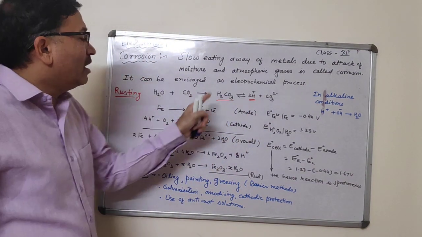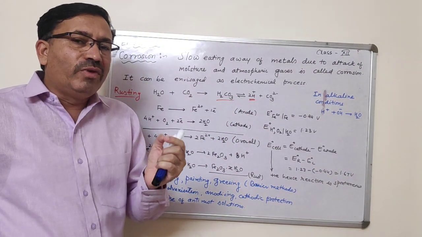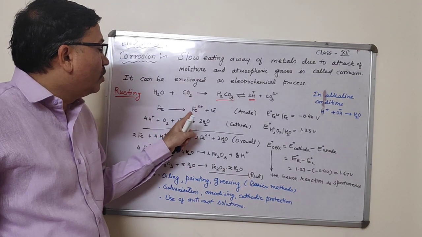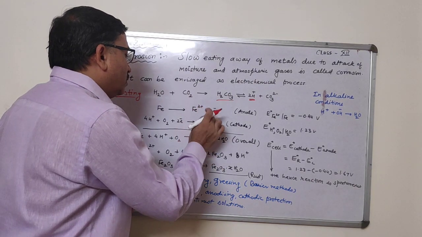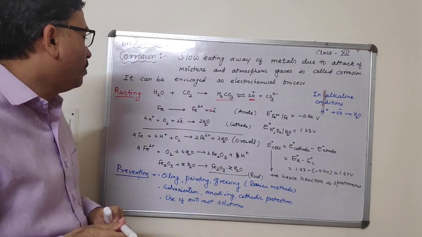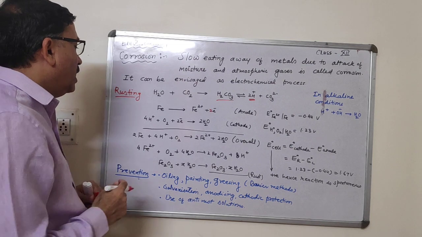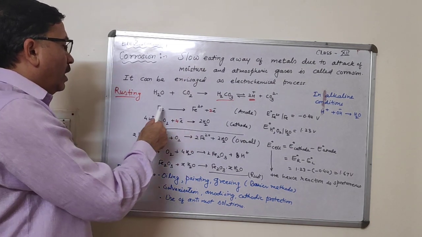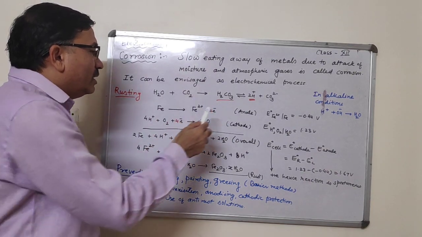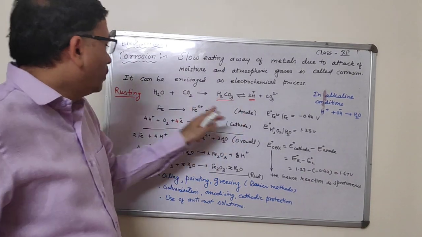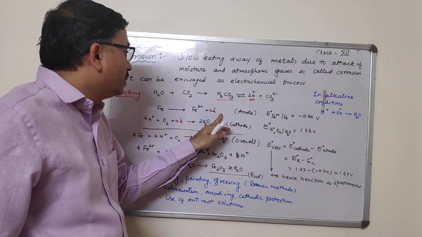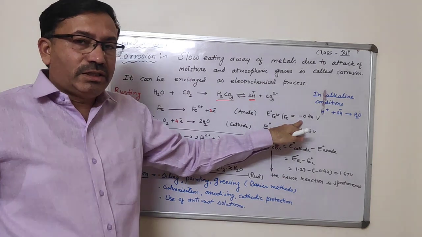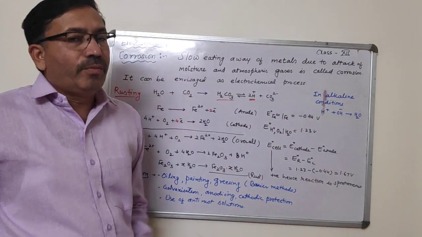Now, in any iron article, if one of the iron atoms is oxidized to Fe2 plus with 2 electrons, Fe giving Fe2 plus plus 2 electrons, that will act as the anode. Why? Because oxidation is carried out. The E naught for Fe2 plus to Fe, the standard potential, is minus 0.44 volt.